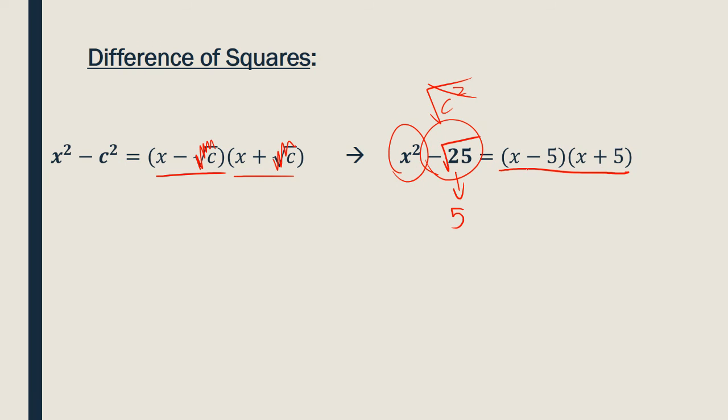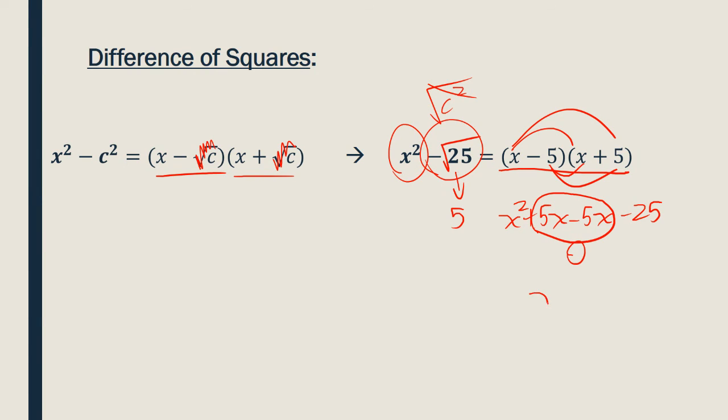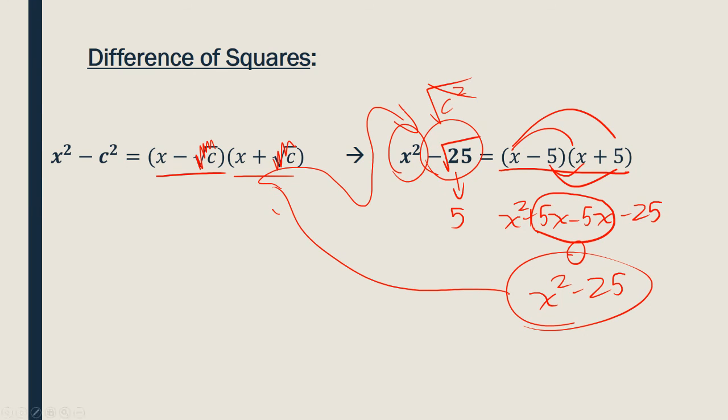So x squared minus 25 is equal to x minus 5 times x plus 5. If I multiply those together, just to double check, I get x squared plus 5x minus 5x minus 25. And notice my like terms here in the middle, 5x minus 5x is just 0. So I'm left with x squared minus 25, which is indeed what I started with.